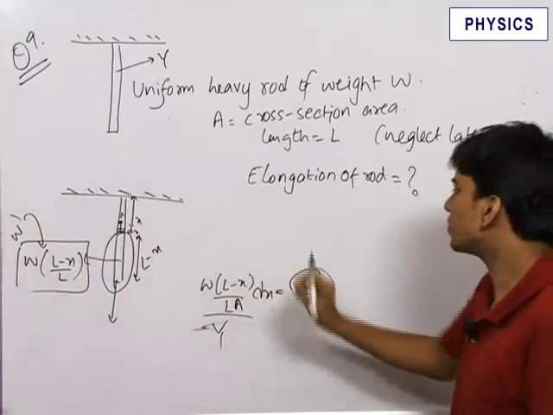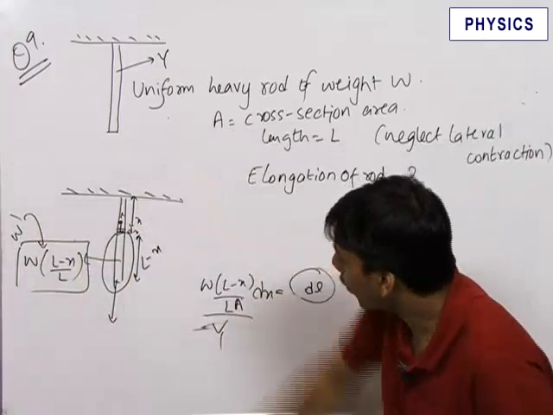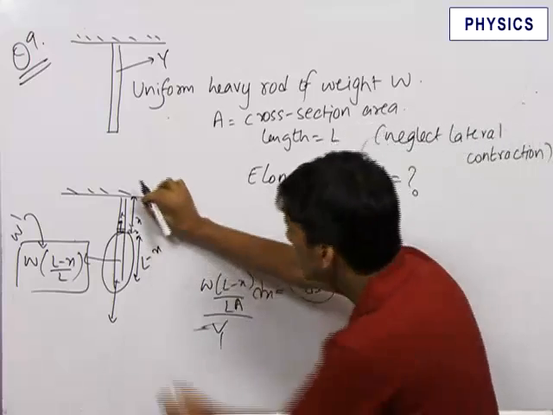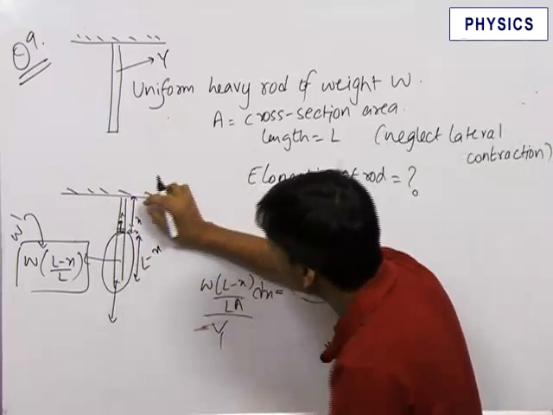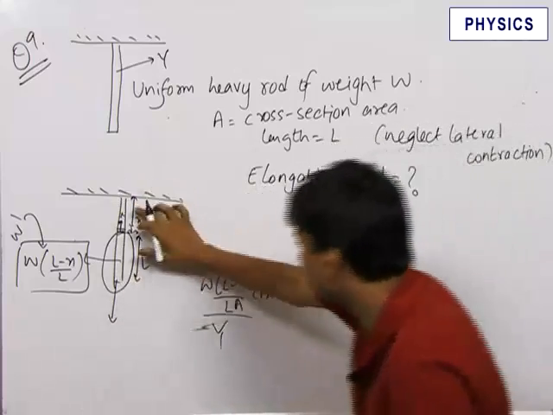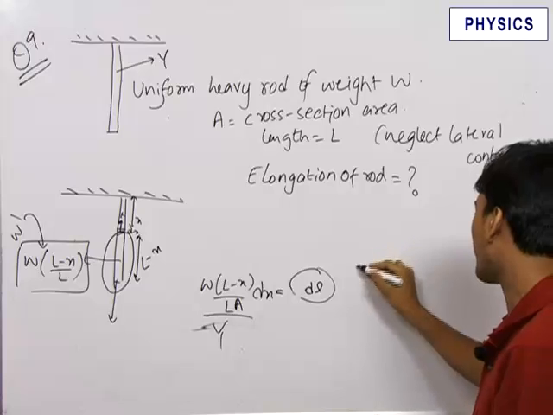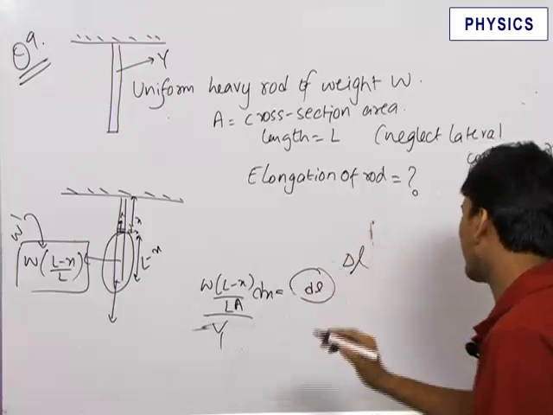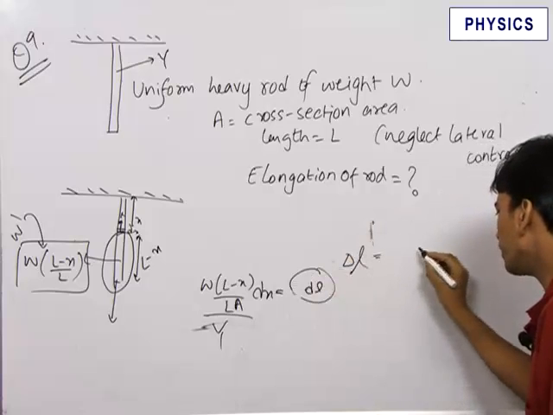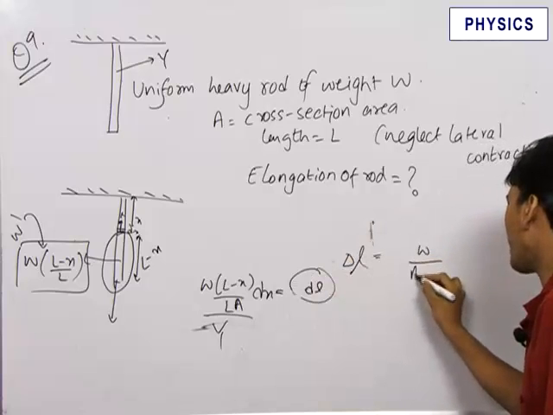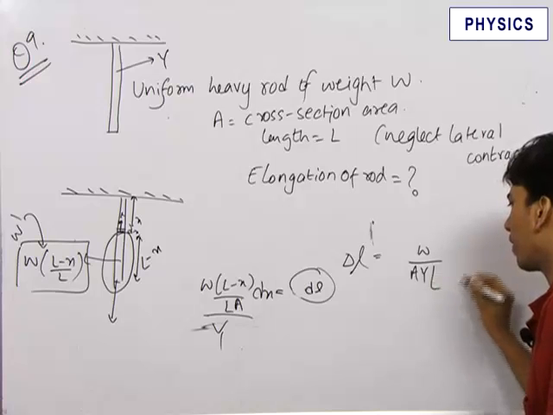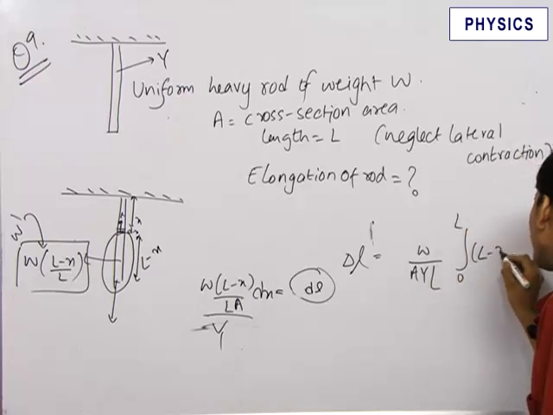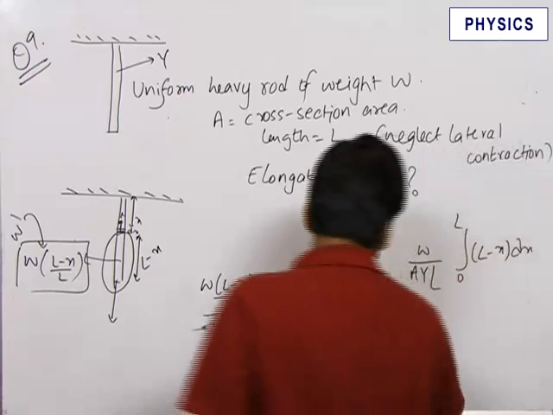If we integrate this small change in length of the dx element over the whole length of the rod, we find the total elongation, that is the summation of elongation in each of the small dx elements ranging from 0 to x, that is ranging from 0 to L. So we integrate this to find out the total elongation. Let us call this the total elongation delta L. This will come out to be equal to W upon AYL into integration 0 to L, L minus x into dx.